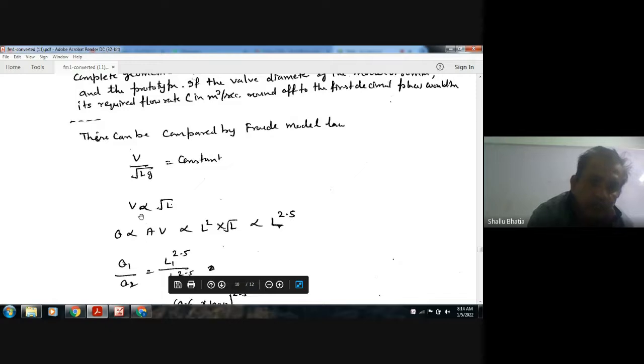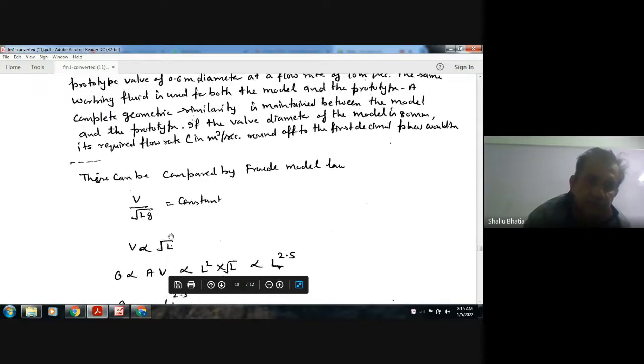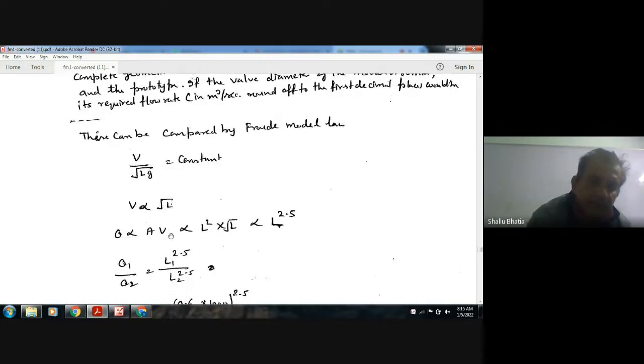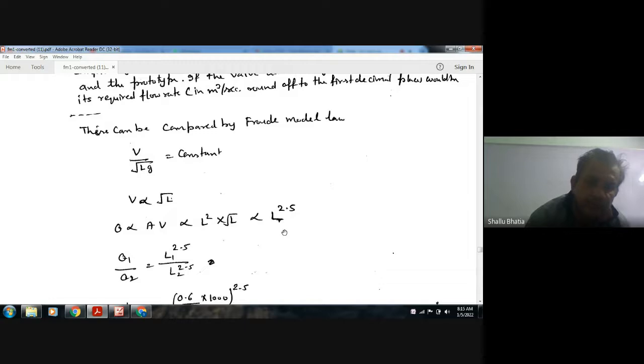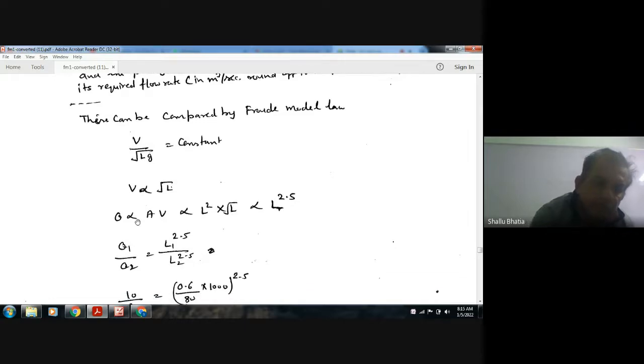So V is proportional to L and Q is proportional to AV. Q is the discharge. A is nothing but L square, and V is root L, so the discharge is proportional to L to the power 2.5. So the ratio of discharge.